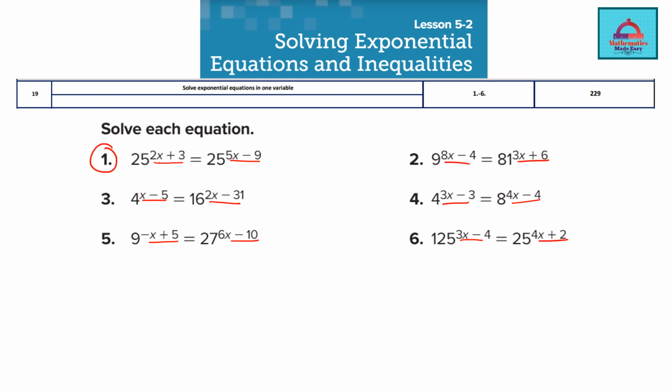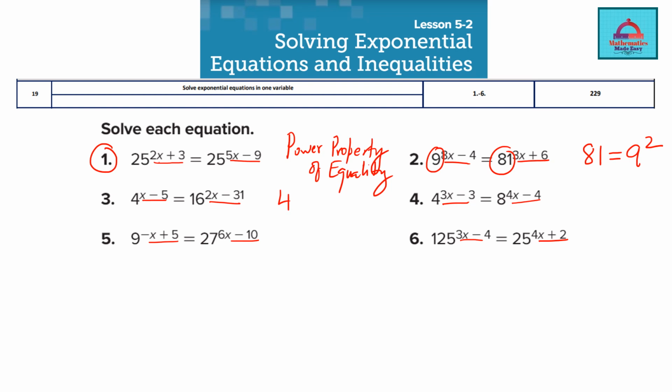So for question number 1, the base is the same, 25. So you can just compare the powers and use the power property of equality. Okay, so this property is what? That if the base is the same, then the powers are equal. Here it is 9 and 81, so you make the base equal. How can you write 81 as a power of 9? 9 squared. Similarly, how can you write 16 as a power of 4? 4 squared is 16. And so on. So just make the base equal in each of them and then you solve using the power property of equality.